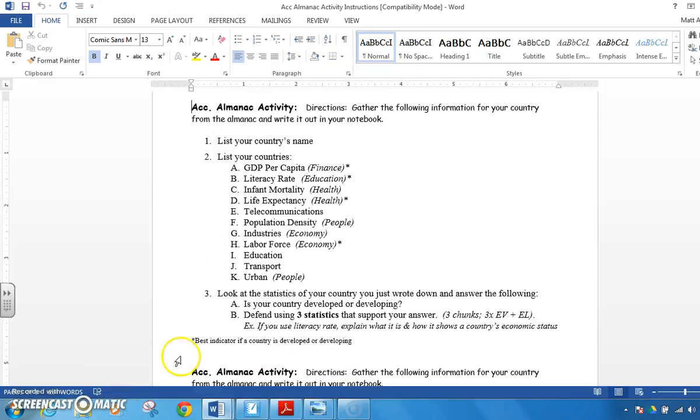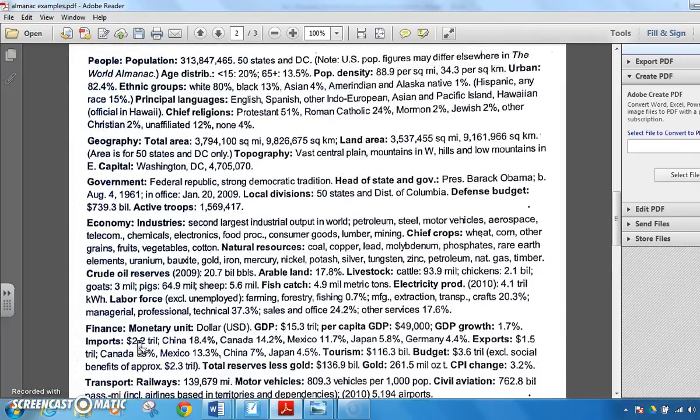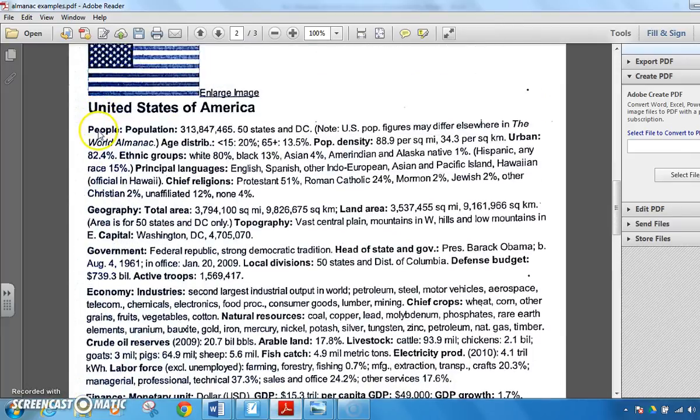Let's go to the next part here, population density. Now, we've covered this. It's going to be in the people area, so let's take a look. People, all the way up at top. Population, how many?